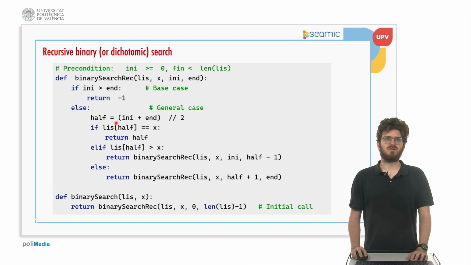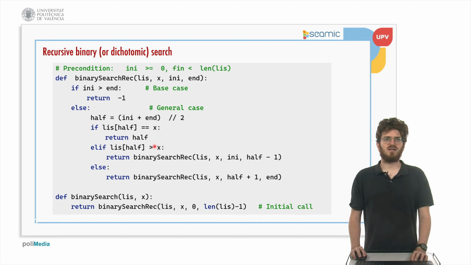So first we compute the halfway point by using ini plus end divided by 2. Note how we are using integer division because we want indices, and indices are natural numbers. Then we access the value at the halfway point in the list and check whether it's equal to the value we're looking for. If it is, then great, we've done it. We return the index and we're done.